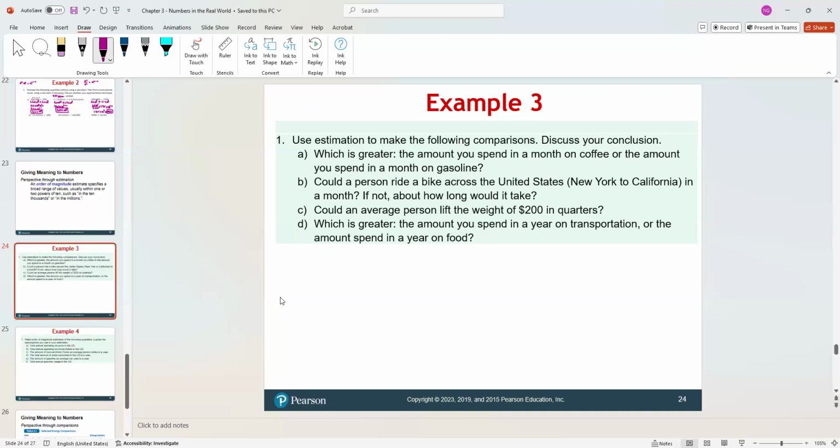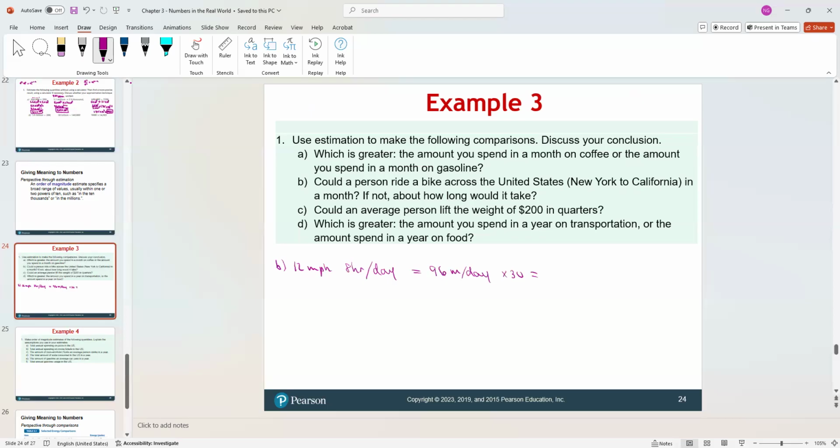So if you want to ride your bike from New York to California, that is approximately 3,000 miles. We said if you do 12 miles per hour, riding your bike, 12 miles per hour, 8 hours per day, right? That makes it 8 times 12, so that's maybe 96 miles per day for 30 days.